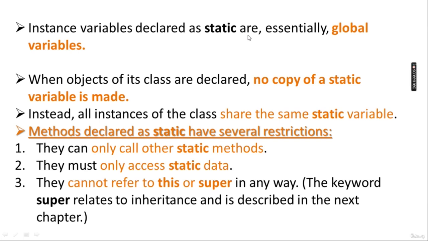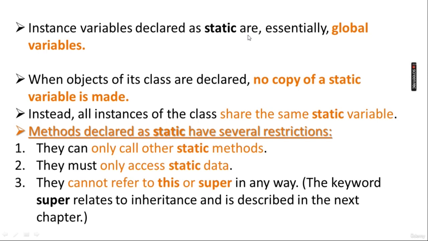Instance variables declared as static are essentially global variables. When objects of its class are declared, no copy of the static variable is made. So these are the important points you should note down. First point: instance variables declared as static are essentially global variables. When objects of its class are declared, no copy of the static variable is made. Instead, all instances of the class share the same static variable. So no copy of the static variable is created; all instances or all objects share the same static variable.